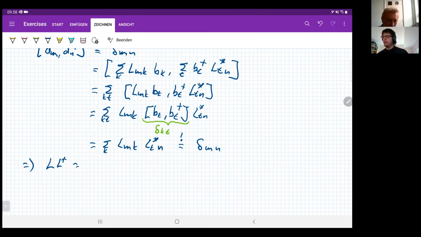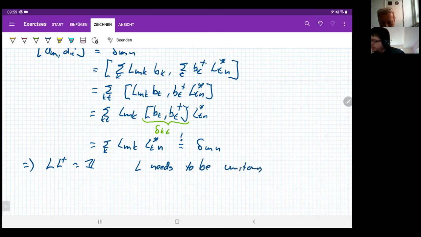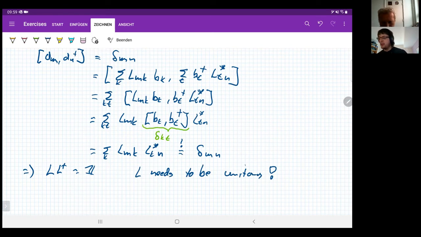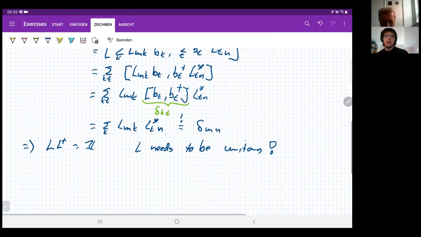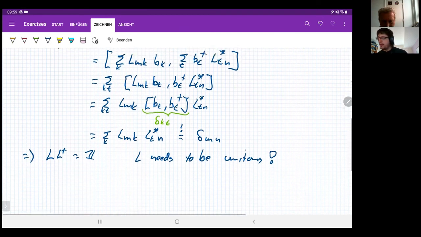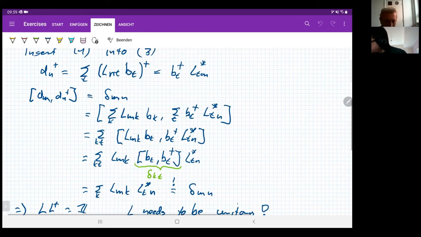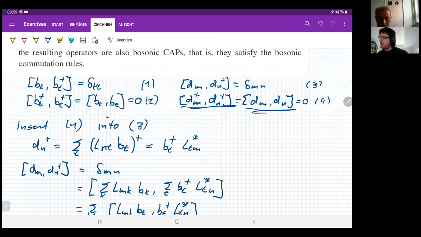Therefore, this term here needs to be the identity matrix. And in other words, L needs to be unitary. So now we have the first part of the exercise I already solved. And let's check if the other equation, especially this one or this one, gives us a separate solution.